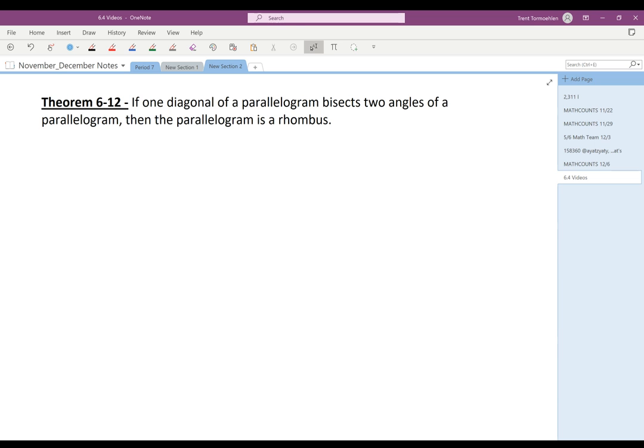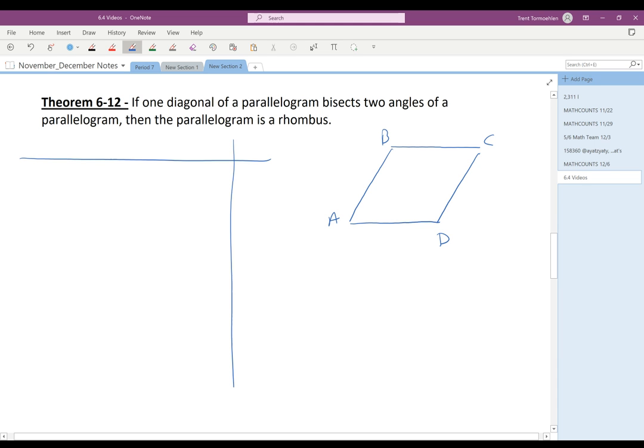So we are taking a look. Our shape is ultimately going to be a rhombus, but we're just going to try to prove this. We have this parallelogram ABCD. That's our given, right? We're given that ABCD is a parallelogram. And then we're also given that one of the diagonals bisects two of the angles. So we're given that BD bisects angle ABC and angle ADC.